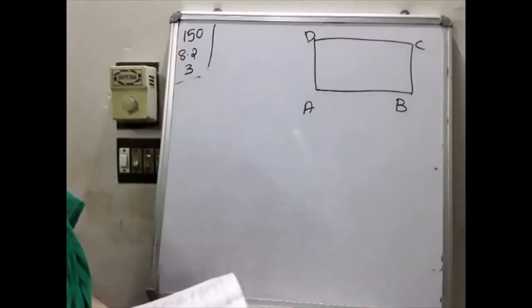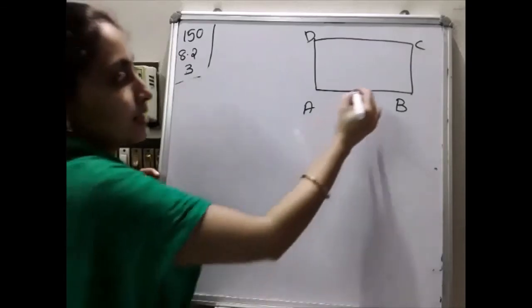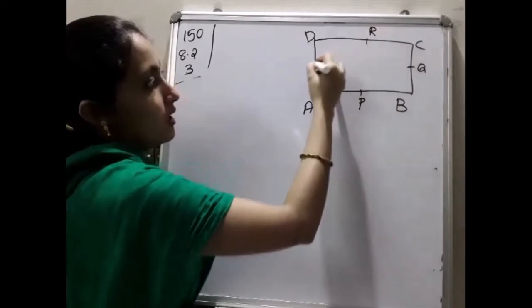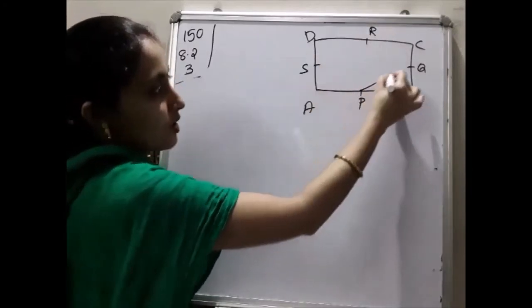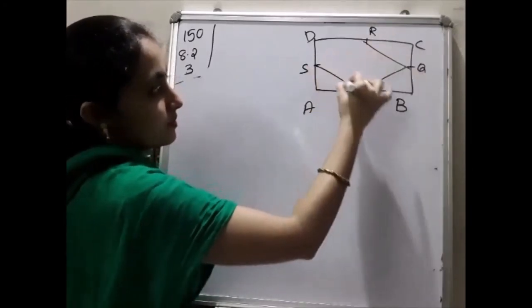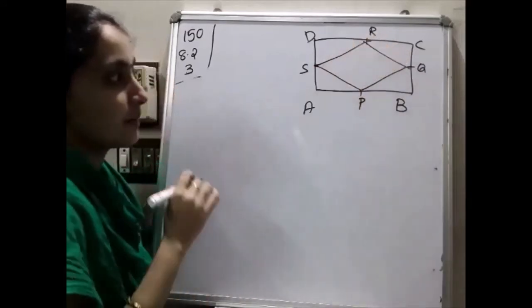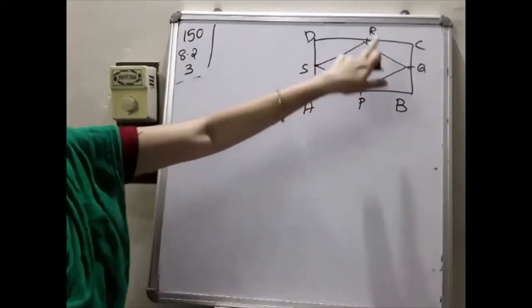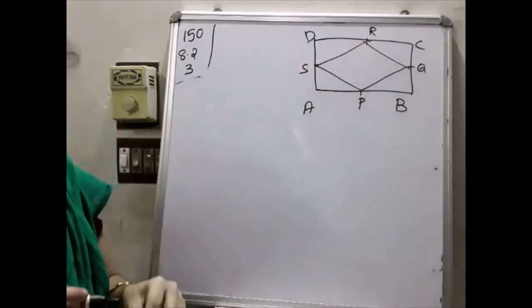Then what is given next? P, Q, R, S are midpoints of AB, BC, CD and DA. So we will mark the midpoints PQRS, and I join this. Okay, so what we have to prove? We have to prove this quadrilateral, that is PQRS, is a rhombus.